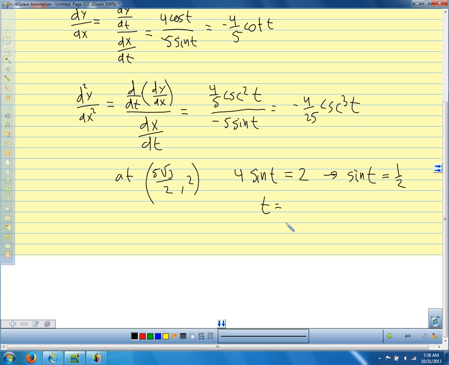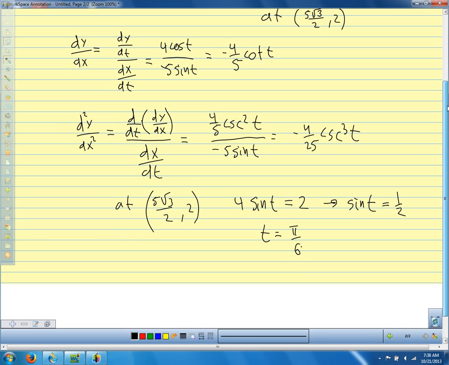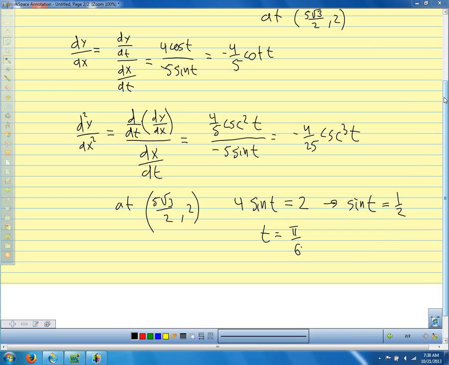Pi over something. What is it? Someone said it. Pi over 6. So pi over 6 gives me a sine t of 1/2. So t equals pi over 6. I could get the same thing from my x coordinate. I would end up with cosine t equals square root of 3 over 2, and that would give me t equals pi over 6 as well. So now I can plug these in to find the values of my derivatives at this particular point.